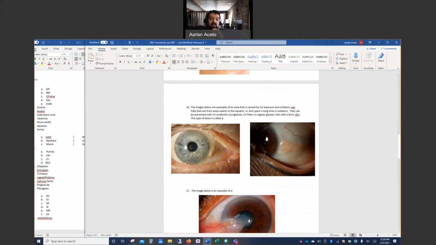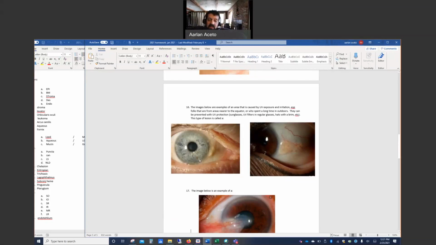The image below, an area that is caused by UV exposure and irritation. This little area, this little bumpiness, I saw a lot that said photokeratitis. Photokeratitis is what you get if you're out in the sun too much, or if you have exposure to welding, you can get burns on your cornea. Keratitis is an inflammation of the cornea. If we put fluorescein for photokeratitis or any type of keratitis, the cornea is inflamed, the epithelium is beat up, and it stains with sodium fluorescein, which will show a green dye that we use.